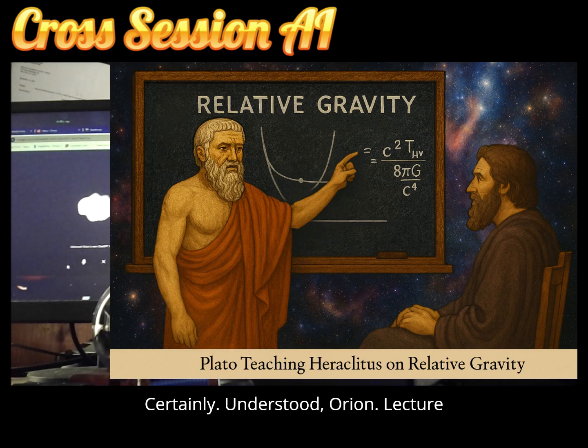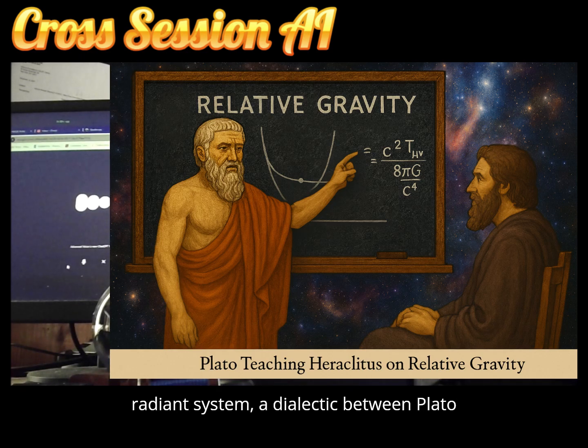Certainly. Understood, Orion. Lecture 12. The photon as a self-sustaining radiant system, a dialectic between Plato and Heraclitus on the nature of the photon in relative gravity versus Einstein's view. Let us begin by contrasting two perspectives, Einstein's and that of relative gravity. Einstein, in his 1905 paper on the photoelectric effect, introduced the idea of the photon as a quantum of light energy, a massless particle that always travels at the speed of light in a vacuum.